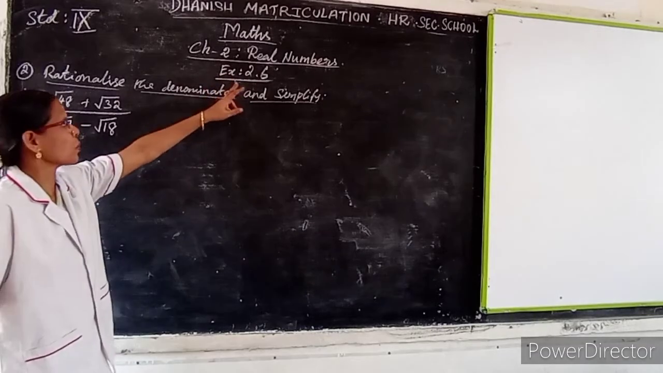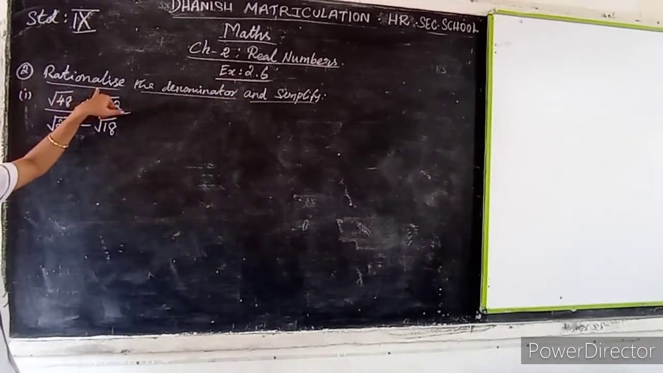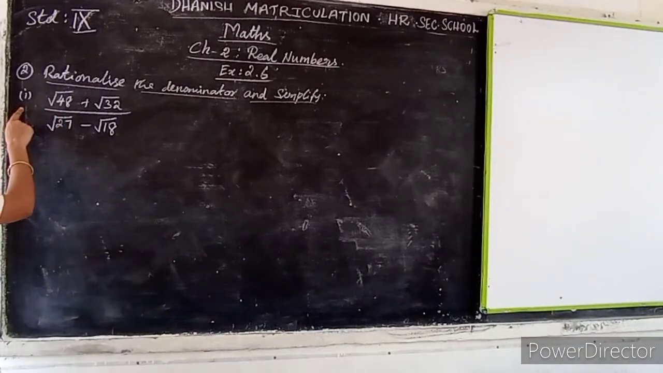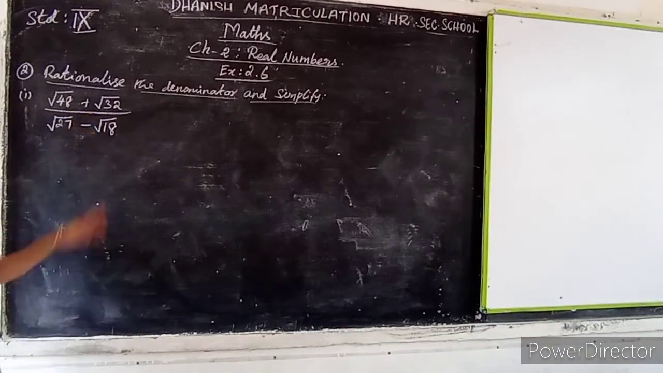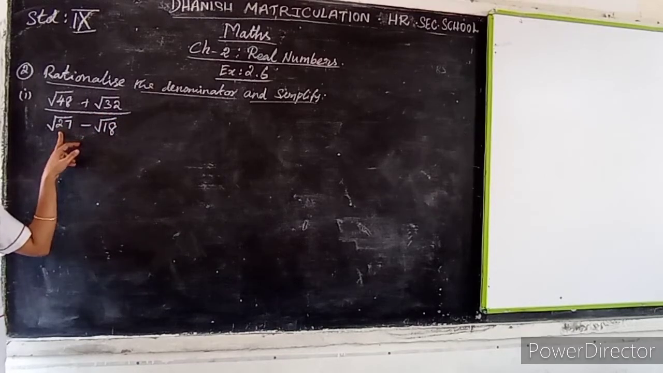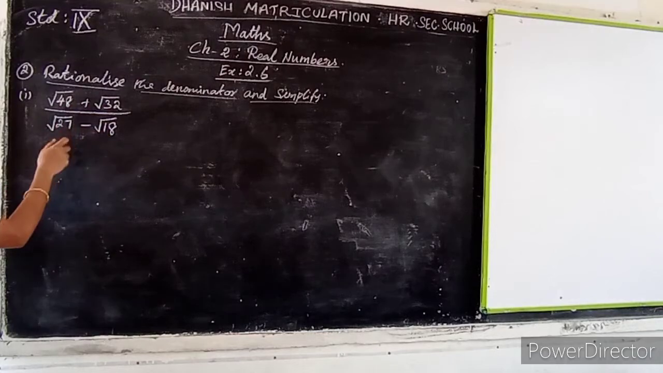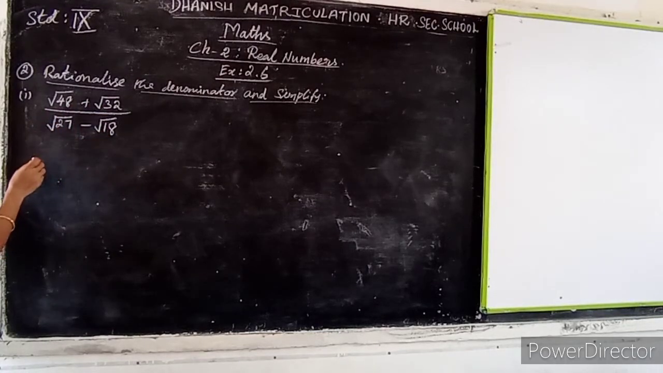Now, second question. From exercise 2.6, question number 2, rationalize the denominator and simplify. The question, first subdivision, root 48 plus root 32 by root 27 minus root 18. First, we should write the given surds in shortest form, simplest form.